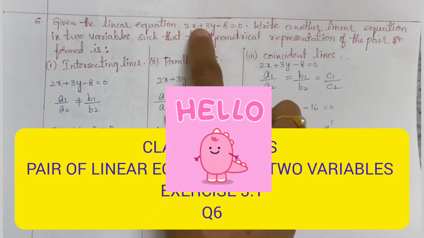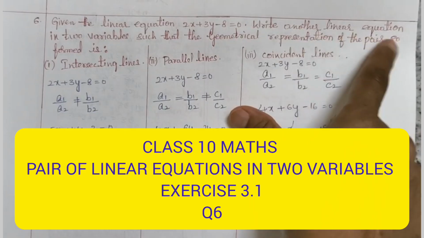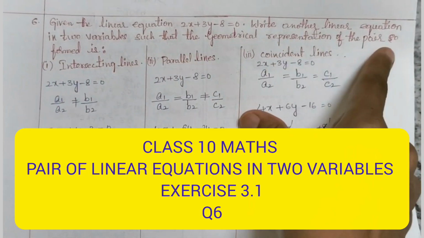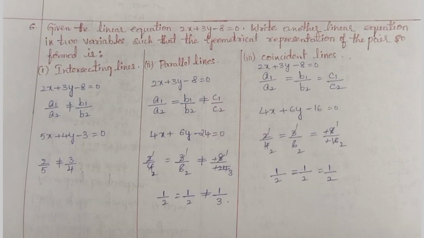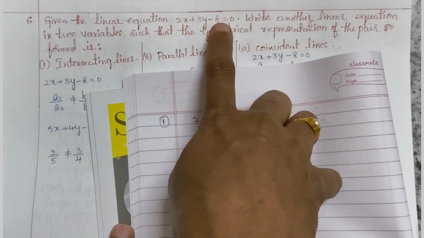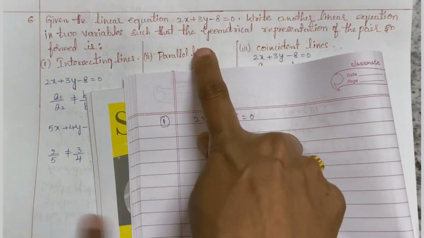Given the linear equation 2x + 3y - 8 = 0, write another linear equation in two variables such that the geometrical representation of the pair so formed is... So what is the meaning of this question? Here one linear equation is given: 2x + 3y - 8 = 0. So you have to write one more equation.